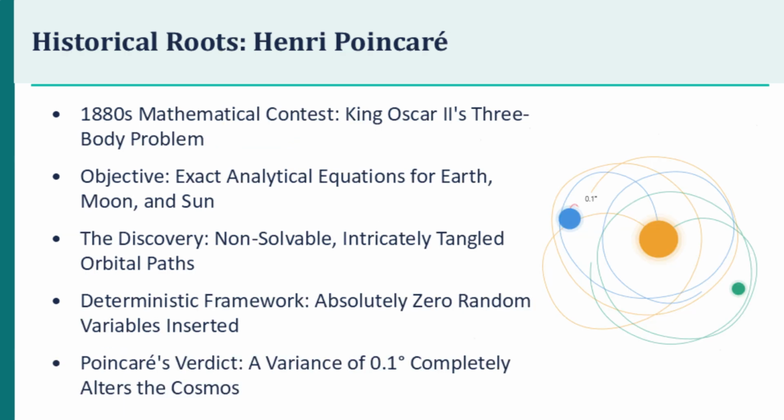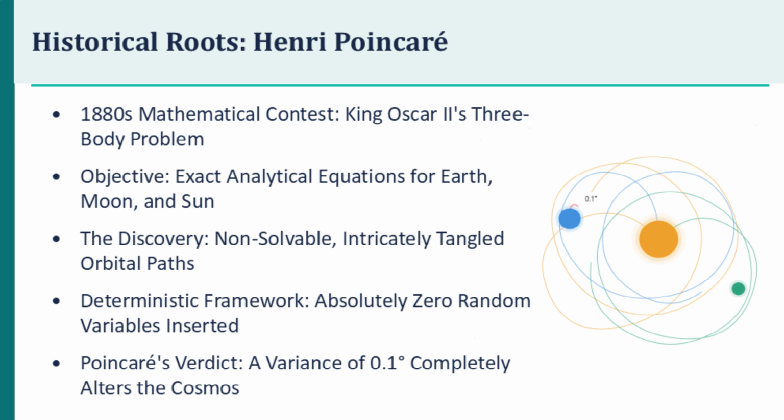The formal discovery of mathematical chaos traces back to the late 19th century with the brilliant French mathematician Henri Poincaré. In the late 1880s, King Oscar II of Sweden established a prestigious mathematical prize to solve the infamous three-body problem. The problem asks for an exact mathematical solution tracking the gravitational movements of 3 celestial bodies in space, like the Earth, Moon, and Sun, governed by Newton's laws of motion. While the two-body problem had been solved perfectly by calculus, the three-body problem proved resilient.